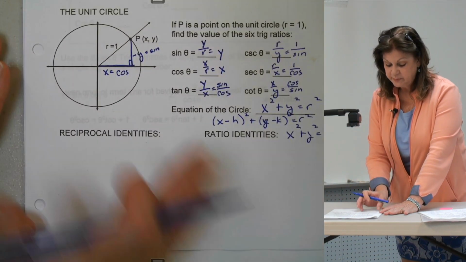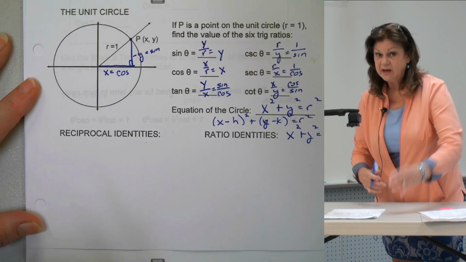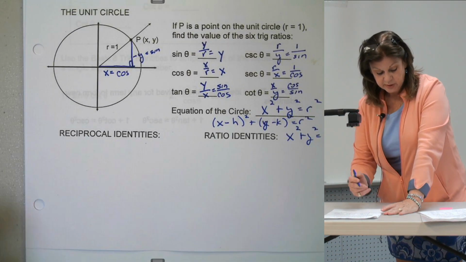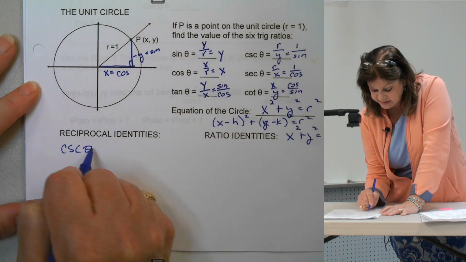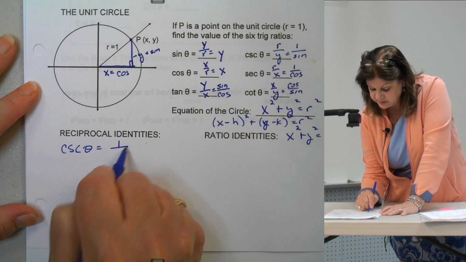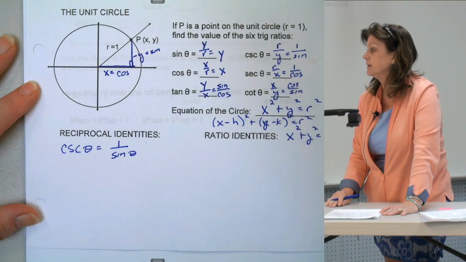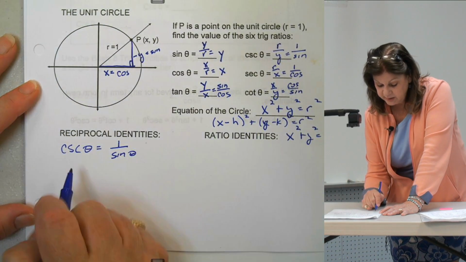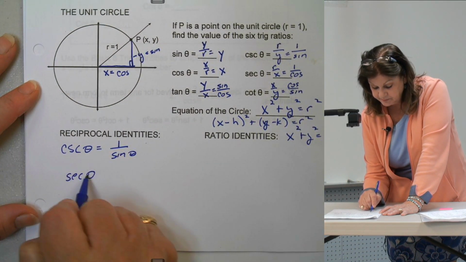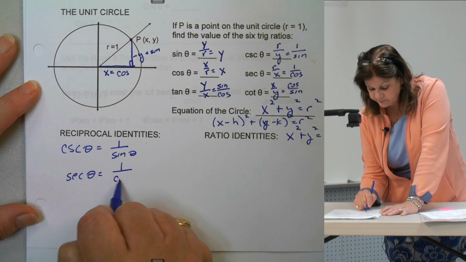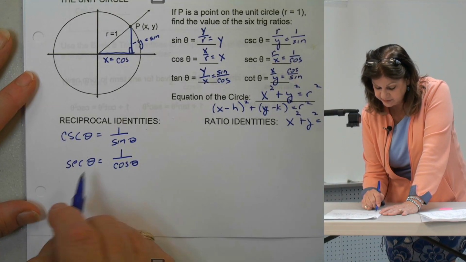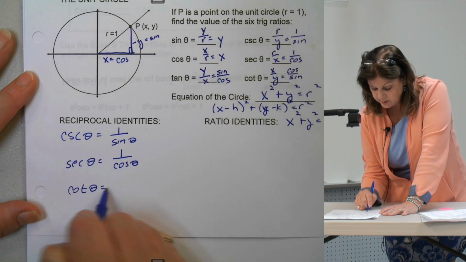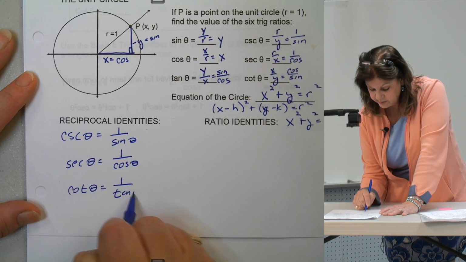Okay, reciprocal identities. When we're speaking of that, we're talking about the reciprocal. So, of course, one of my reciprocal identities is cosecant, which is 1 over sine. Another is secant, which is 1 over cosine. And then, of course, cotangent, 1 over tangent.